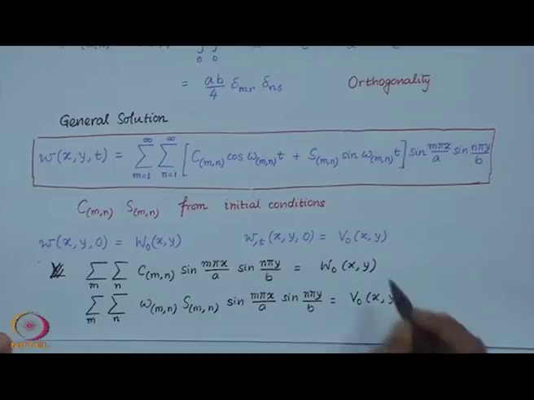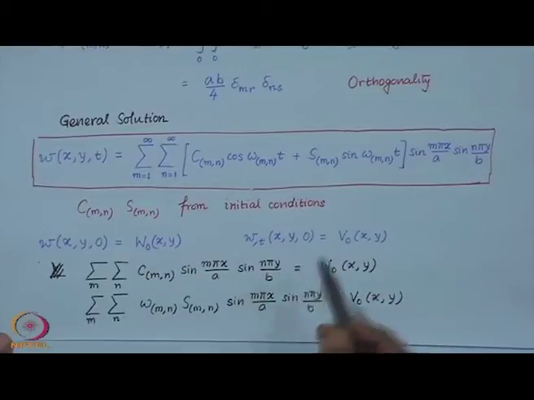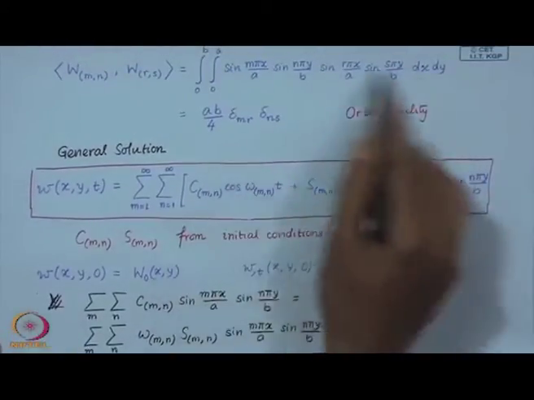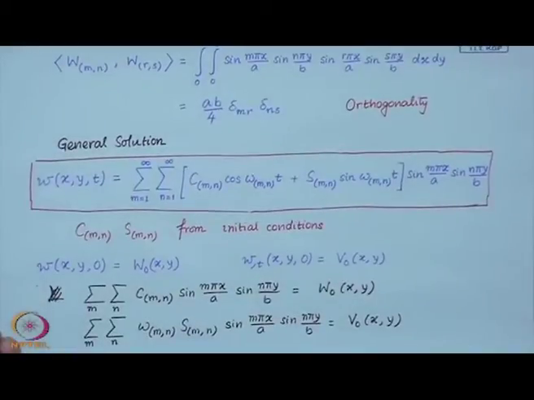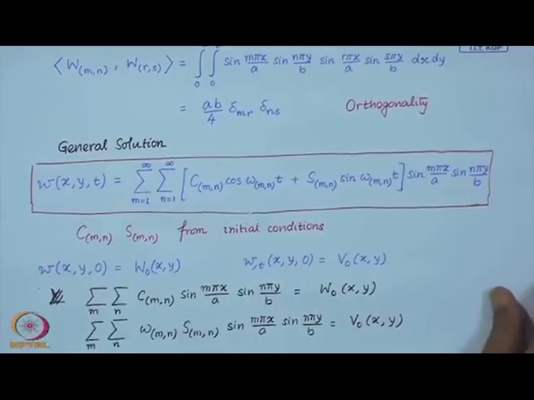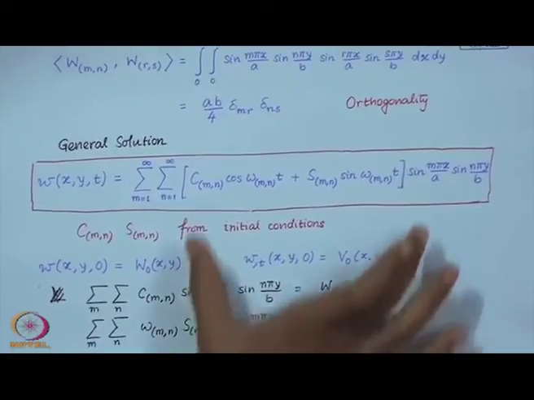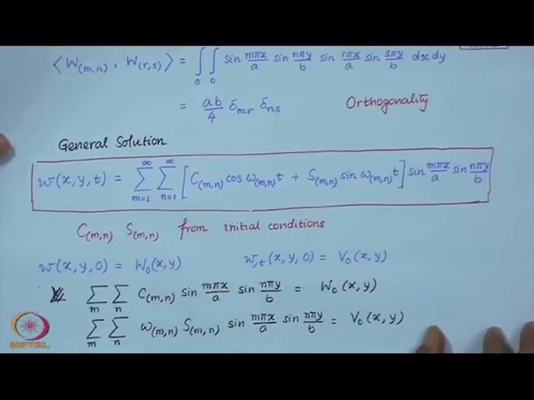We have this. So, we can now solve for these infinitely many coefficients C and S using the orthogonality property that we have just now discussed, and we have discussed this procedure in a previous lecture as well. So, we can determine these constants and finally construct the solution using the summation.